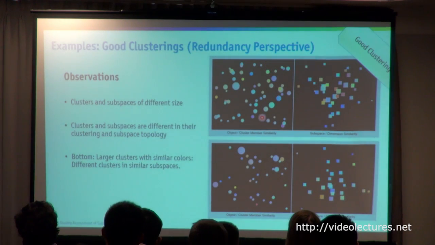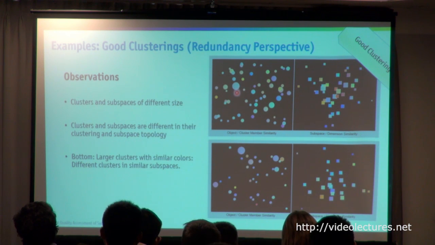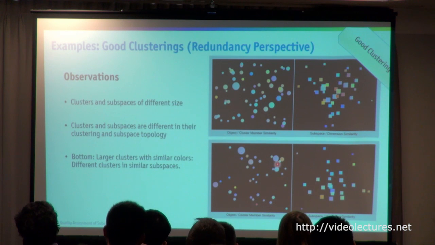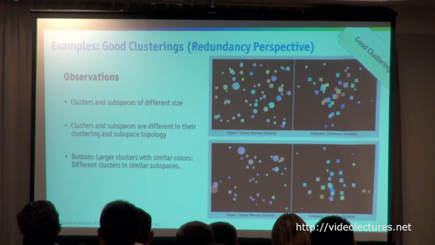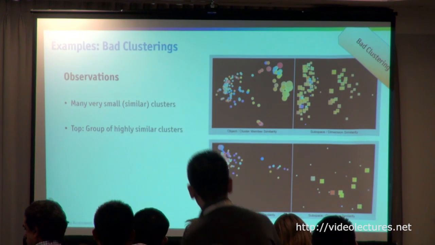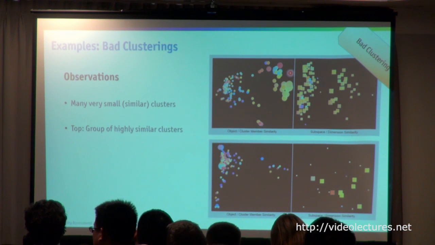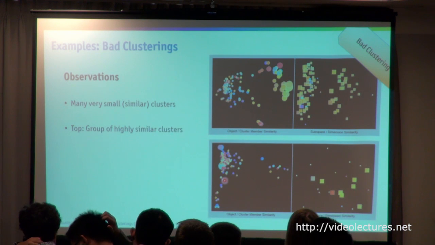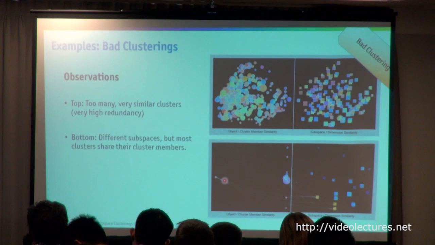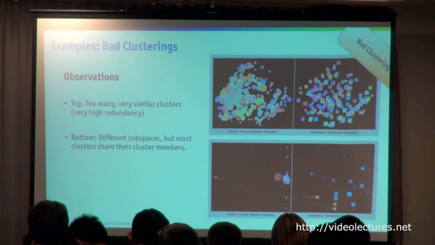I brought here some examples for good and bad clustering results. We can quickly see here that we get a lot of clusters of different sizes. They are usually not overlapping, so they have a different topology in their object and subspace similarity. And on the bottom we can also see some clusters which are rather large with the same color, so different clusters in different subspaces. We can also see examples like this, where we get a lot of very small clusters down here, or groups of clusters with the same color, which actually encode a lot of redundancy, and the user should refine the parameter settings. Or examples like this, where most of the clusters are actually similar. Same as here, we have basically too many subspace clusters, a lot of redundancy encoded, or down here, where most of the clusters are actually the same.